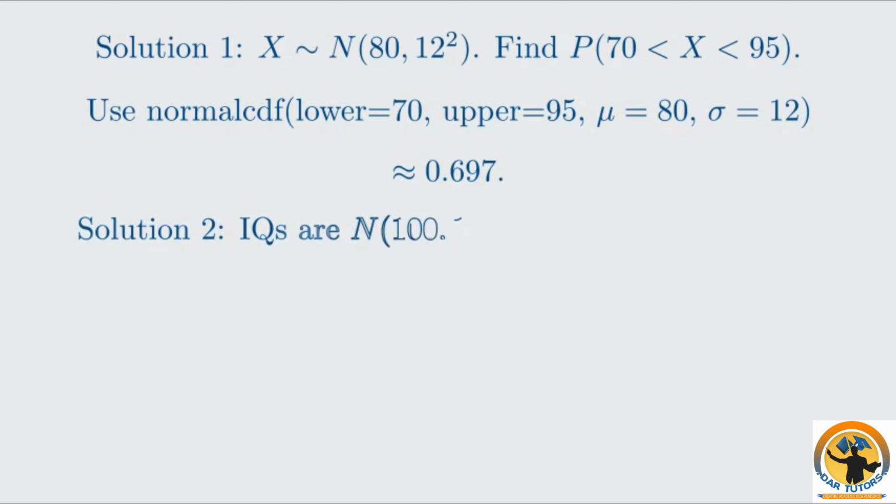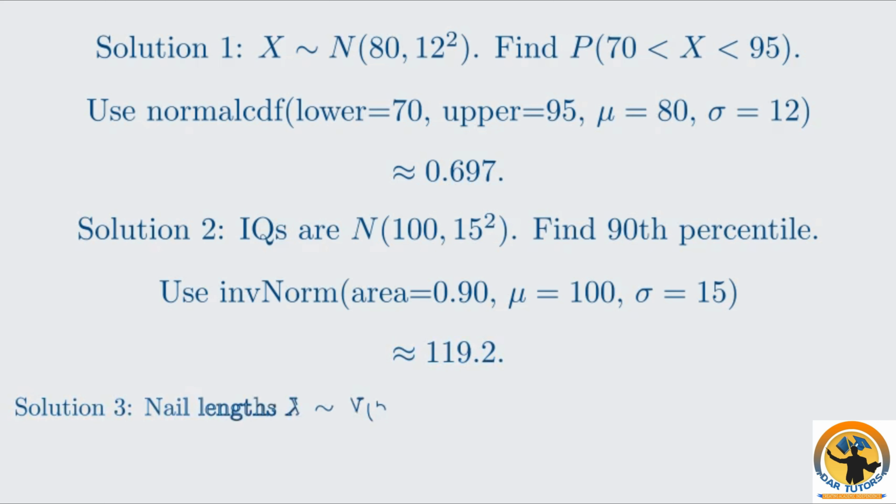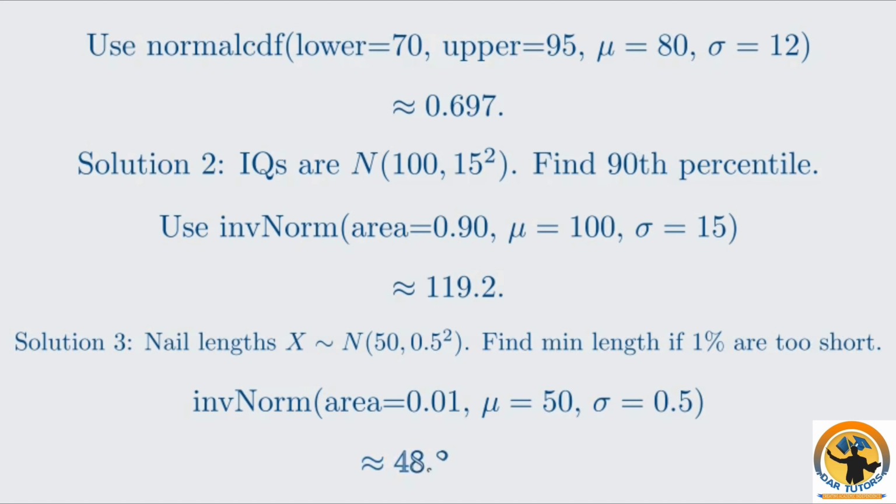Question 2 asks for the 90th percentile. We use inverse norm with an area to the left of 0.90, mean 100, and standard deviation 15. The calculator gives us approximately 119.2. So, an IQ of 119.2 represents the 90th percentile. For question 3, a percentage of nails are too short, which means we are looking for the first percentile. We use inverse norm with an area of 0.01, mean 50, and standard deviation 0.5. The answer is about 48.84 millimeters. This is the minimum acceptable length.